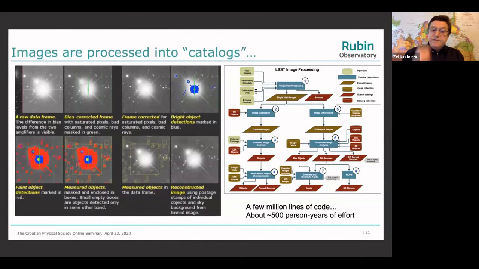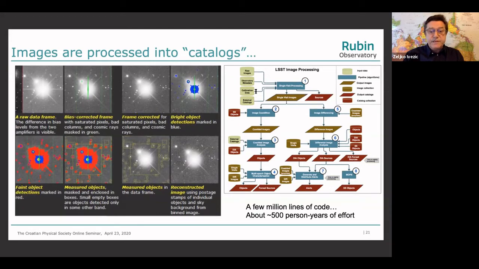So once we have images like this, what do you do with them? You need to process them. You need to turn them into lists of objects with measured parameters that you can then plot in your diagrams or do statistical analysis with. And so the first step is to simply remove all the instrumental artifacts. And that's what these steps on the left show.